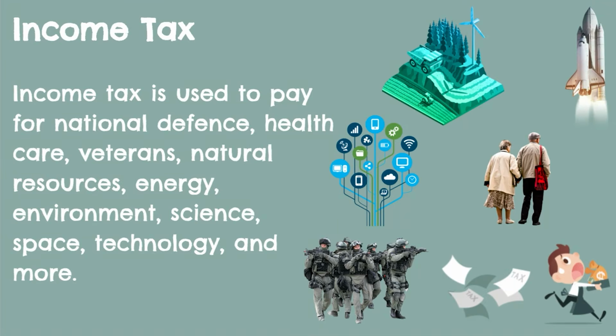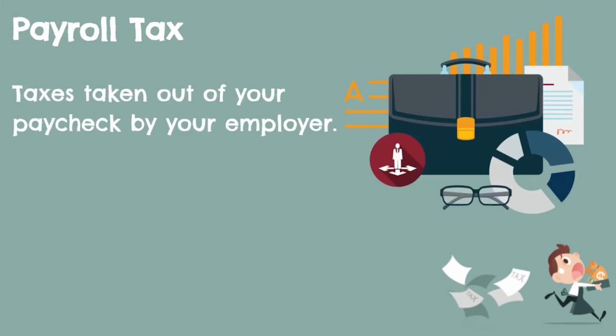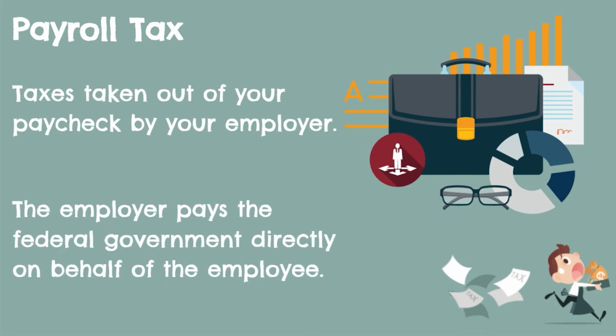And so that's kind of like a general fund that covers all of these things. So next you have payroll taxes. Now payroll taxes are taxes that are taken out of your paycheck by your employer. So your employer takes money out of your paycheck and then sends it to the government. So the employer pays the federal government directly on behalf of the employee. So you don't have to do it.